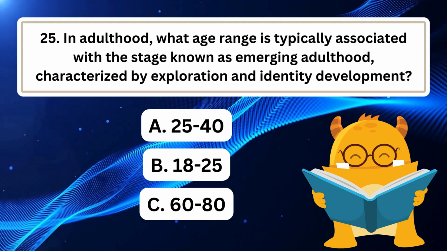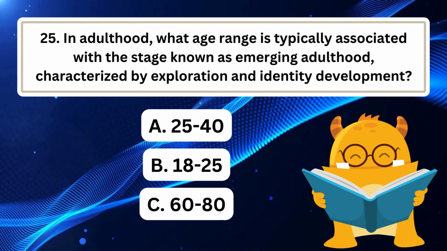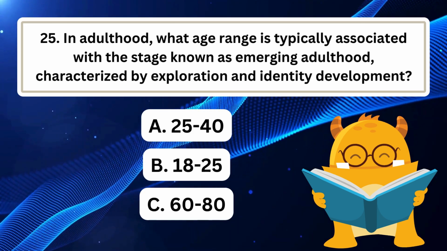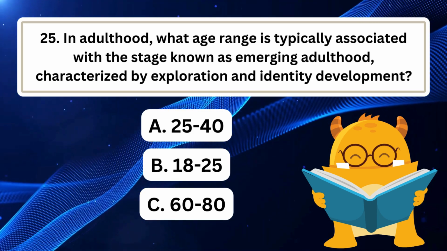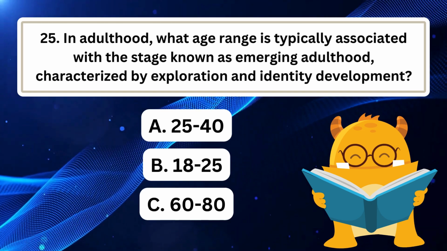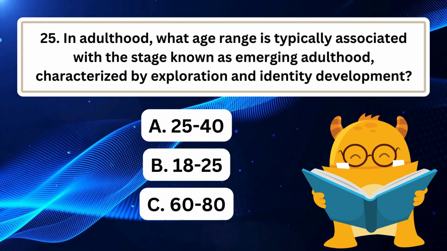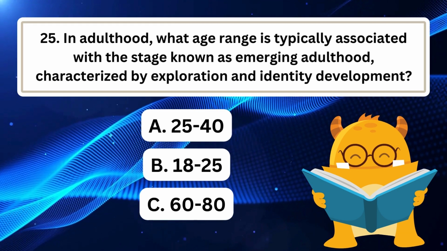25. In adulthood, what age range is typically associated with the stage known as emerging adulthood, characterized by exploration and identity development? A. 25 to 40. B. 18 to 25. C. 60 to 80.